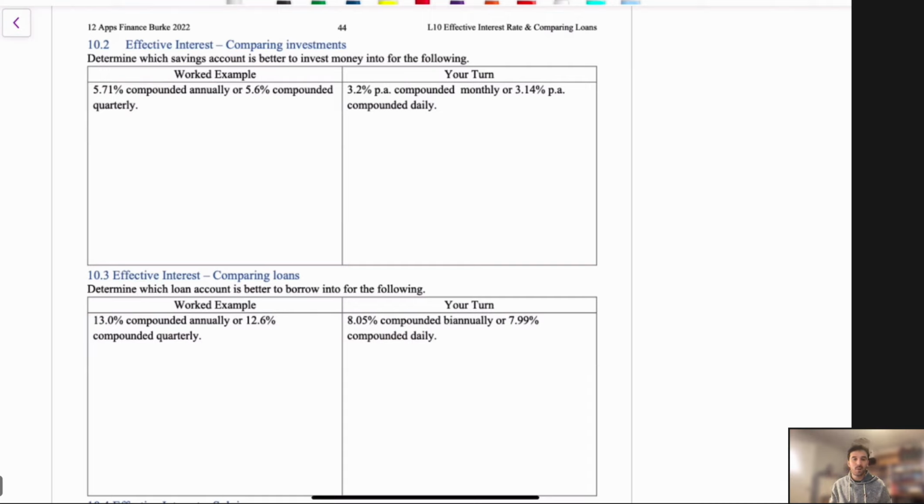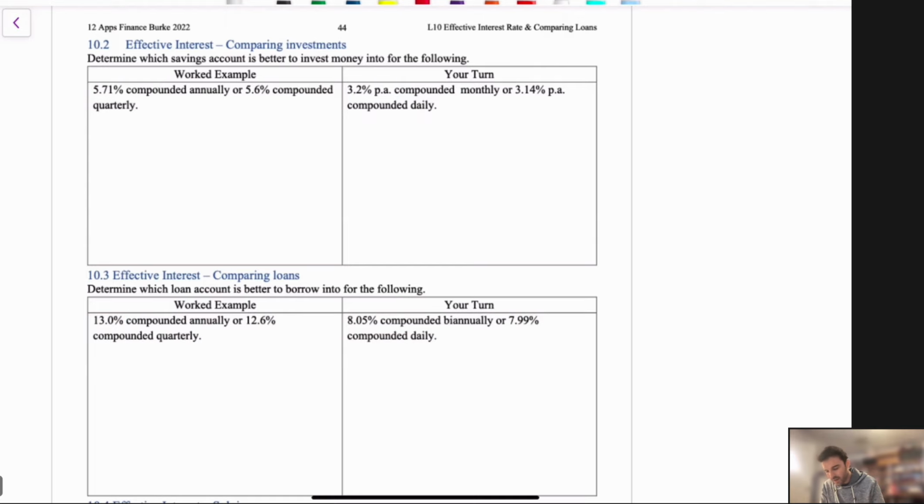Looking at continuing on with lesson 10, we're looking at the effective interest rate and some classic questions, to help you use the effective interest rate formula to help you make sound decisions on whether you should choose this loan or this investment and that investment. So let's have a look at this first one here.